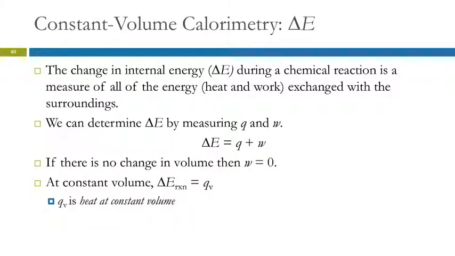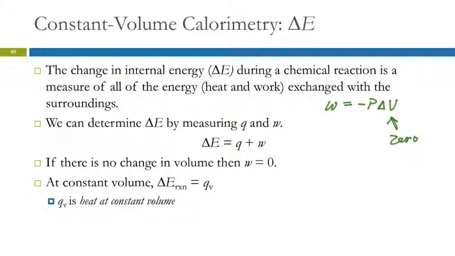So we can do what's called constant volume calorimetry and measure the change in internal energy. The change in internal energy is going to be equal to the heat plus the work. Now, if there's no change in volume, because what we're talking about here is that pressure volume work, so work is negative P delta V. If delta V is 0, then the work is 0. That make sense?